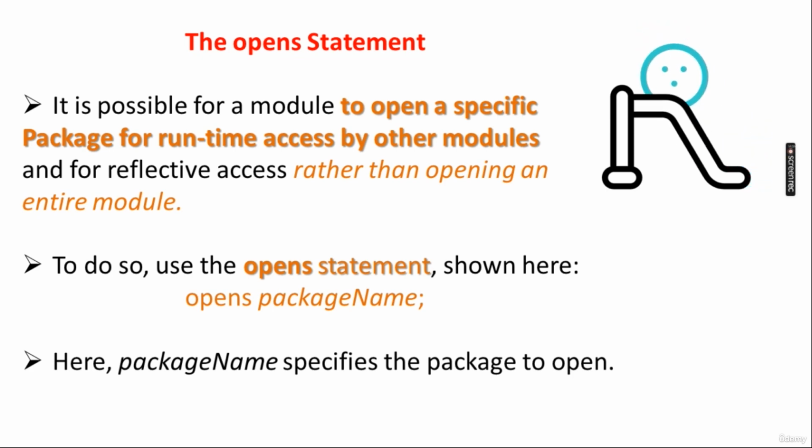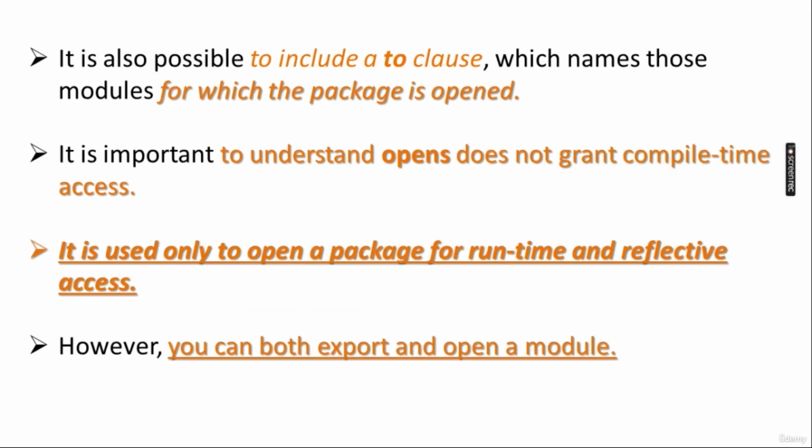Here the package name specifies the package to open. It is also possible to include a to clause, which names those modules for which the package is open. So you can combine the opens keyword with a to clause. It is important to understand that opens does not grant compile time access like an exports statement. Like an open module, it is used only to open a package for runtime and reflective access, only at runtime and reflective access. But you can both export and open a package.